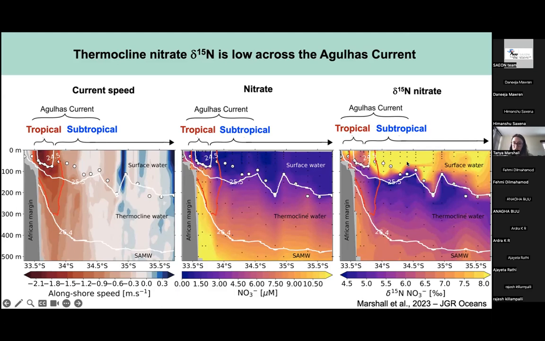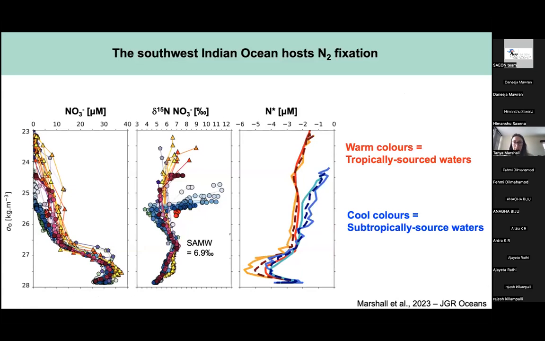But what I want to draw your attention to is the thermocline. And what we see here is low delta N15 nitrate, and that is low relative to the underlying source. So here, delta N15 is between 4 and 5, or 4 and 6 per mil, these purple colors, and subantarctic mode water below it is about 6.9 per mil. So this signal is classic of N2 fixation, but I'm going to convince you in another way anyway.